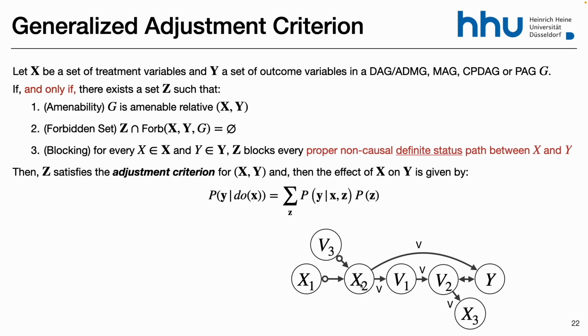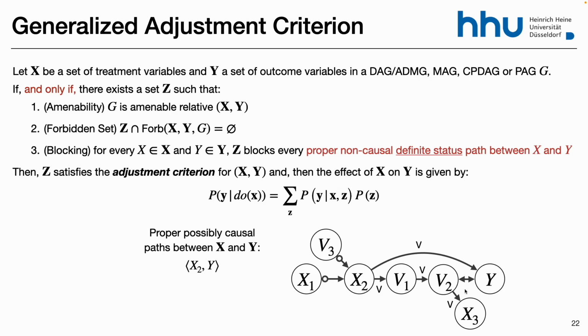So it's always good to list. Let's list the proper causal paths. Yes. So the first one, between x1 and y, there's none, because it's going to pass through x2. So it's going to be all non-proper.